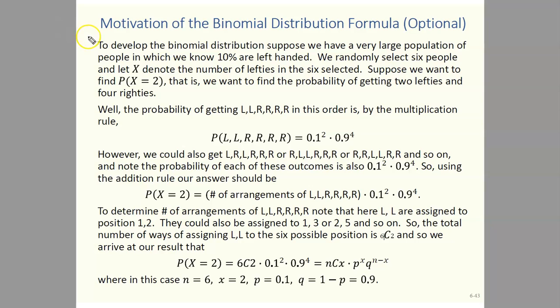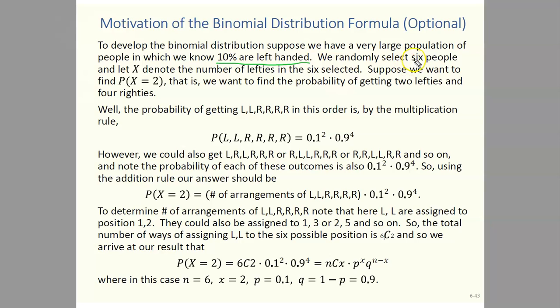In this lesson, we're going to go over an example motivating the binomial distribution formula. So to motivate the formula, let's consider this example. Suppose we have a very large population of people in which we know that 10% of them are left-handed.